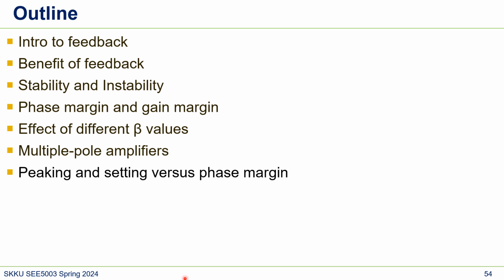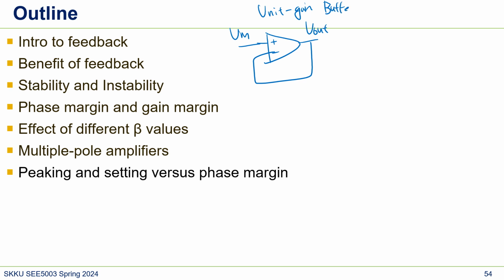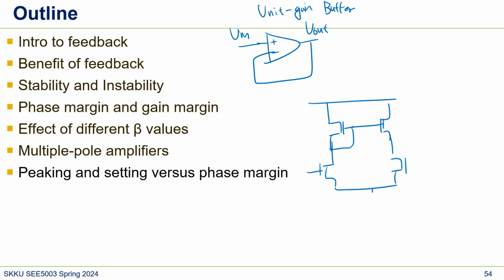So here's the end of today's lecture. The reason why we talk about multiple things about feedback is we use feedback a lot. One example would be this unit gain buffer. This unit gain buffer is widely used. And in terms of circuit, let's say we can have a single-ended amplifier with two stages.